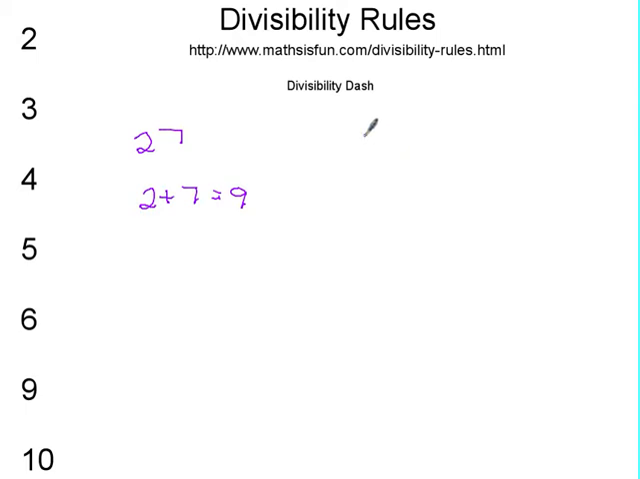Okay, if we go to 111, 1 plus 1 plus 1 equals 3. 3 is divisible by 3, so that means 111 is divisible by 3. It works for any number from 2 digits up to 100 digits. Obviously, we won't ever get that big. Typically, we'll just get into the hundreds, but it works for any number.